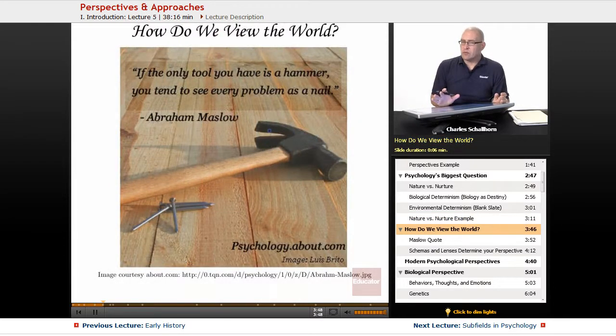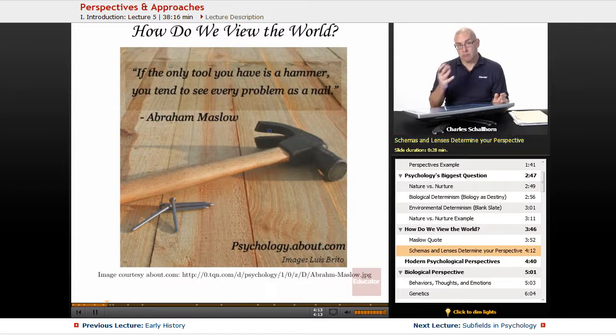So how do we view the world to answer that question and others? I love this Maslow quote: if the only tool you have is a hammer, you tend to see every problem as a nail. Abraham Maslow is a famous psychologist we'll look at in a little bit. But think about that. If the only tool you have is a hammer, you tend to see every problem as a nail.